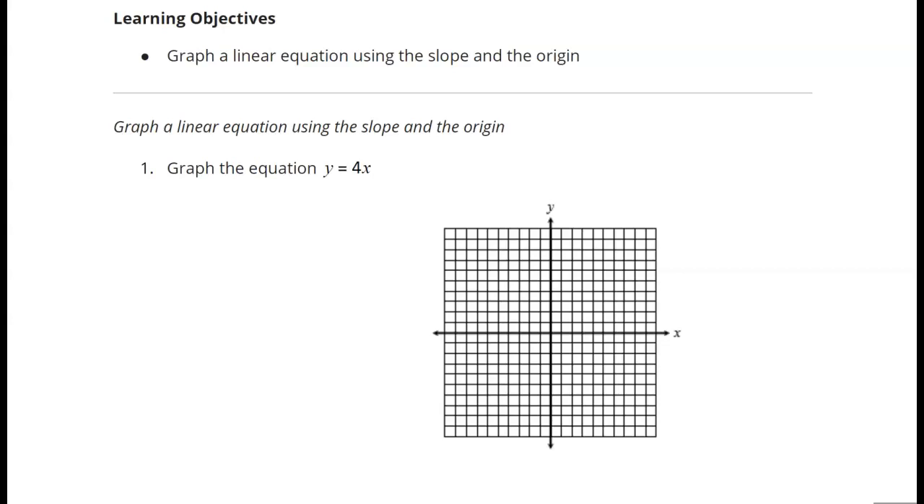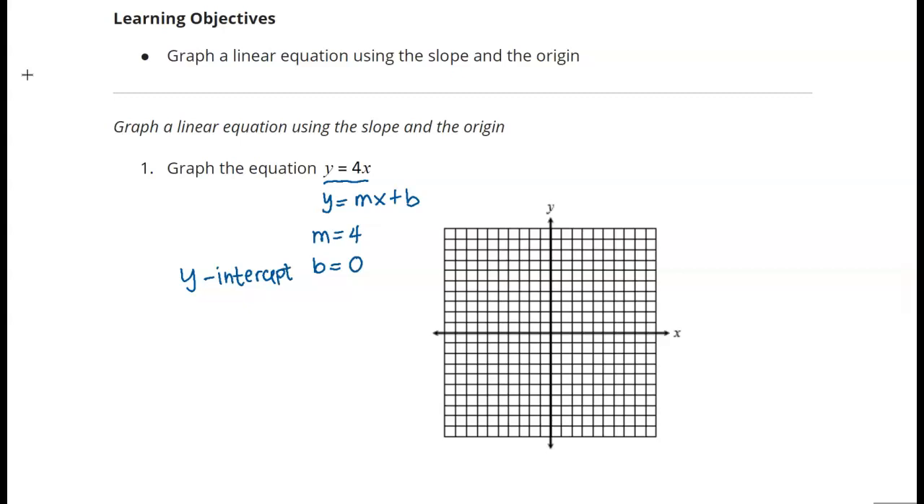Now, let us proceed to graphing linear equations using the slope and the origin. For example, let us graph the equation y is equal to 4x. This equation follows from the slope-intercept form of the line, y is equal to mx plus b. In this case, m is equal to 4 and b is equal to 0. b here is the y-intercept.